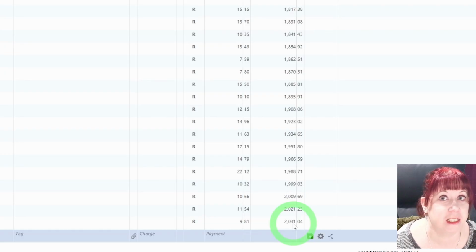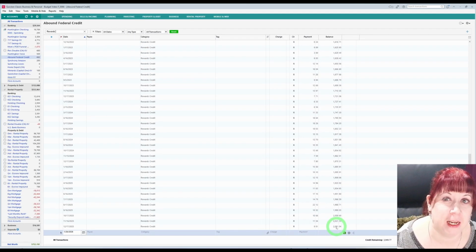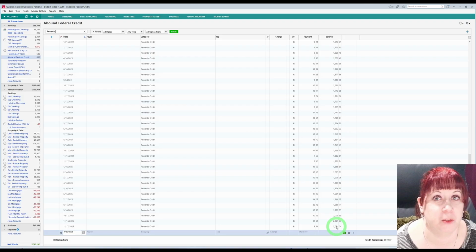So since we started using this card, the rewards tied just to fuel have added up to over $2,000. And that's not because the budget is doing anything special, it's because the spending and the payments are being handled correctly in the register. If a payment like this were being treated as an expense instead of a transfer, the fuel category, and eventually the budget, would look completely distorted.